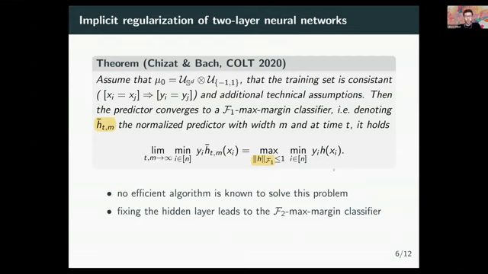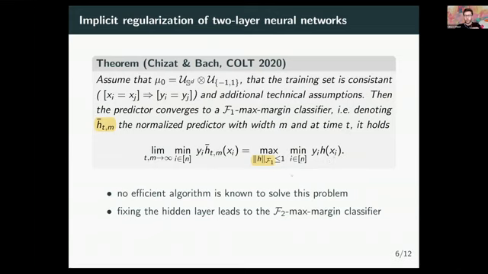So a few more words about these results. First, for this max margin problem under the F1 ball, there is no efficient algorithm that I know of to solve this problem. In fact, it's very much related to problems that are known to be hard in high dimension.